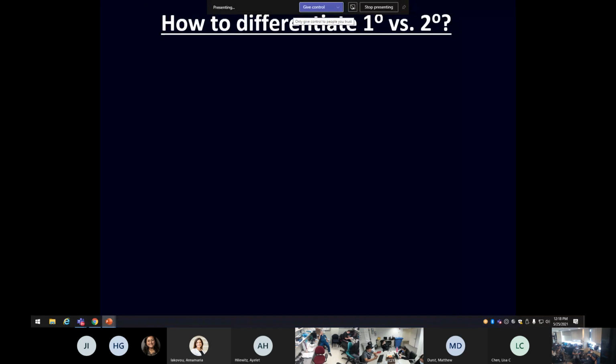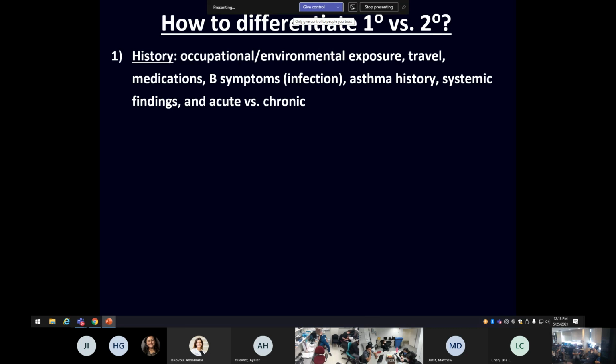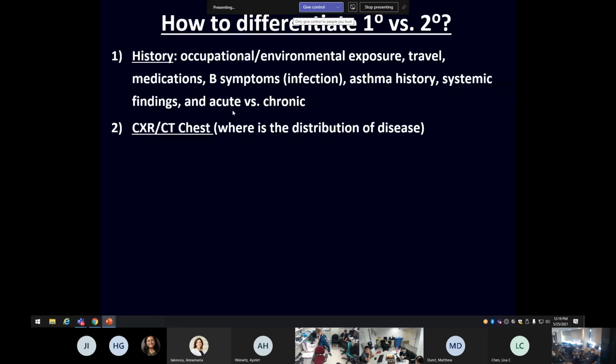So then the question is how to differentiate primary versus secondary eosinophilic lung diseases. And again, it's going to be mostly based on history: occupational environmental exposure, travel, medications, like we were saying, B symptoms, and asthma histories. For example, and this also comes up on the boards, chronic eosinophilic pneumonia and EGPA will very commonly have an associated asthma history, as opposed to acute eosinophilic pneumonia where these patients do not have an asthma history. Systemic findings, for example, EGPA has a lot of systemic findings: cardiac involvement, rhinosinusitis, neuropathies, etc. And then chronicity is very important for evaluating these patients.